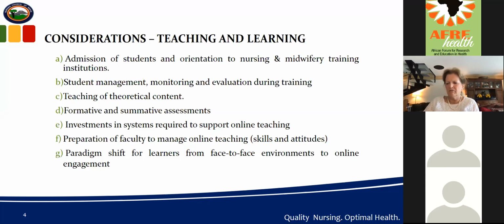Regarding formative and summative assessments, we are at different levels. There are institutions that have managed to effectively assess their students, both formative and summative, and there are some that are also working on the same, especially in consideration of the online aspect. Then investments in systems required to support online teaching. This is also an impact that institutions are facing currently. Those that had blended mode seem to have been able to move the face-to-face into their platform, but the institutions that were purely face-to-face were forced, and some are still working on it, to invest in online teaching.